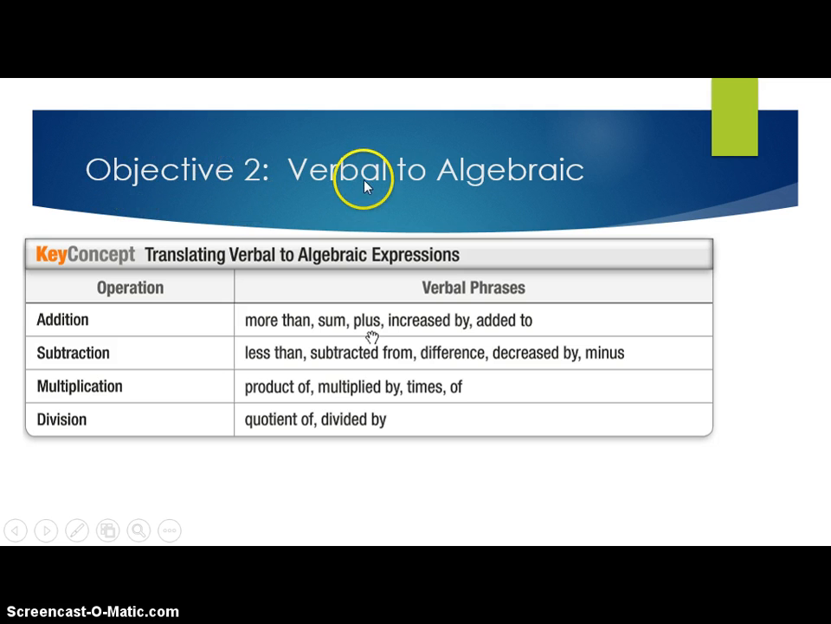So objective 2. We're going to take something that's verbal, and write an algebraic expression. Now, you don't have to copy this down. This is at the top of page 6. Maybe put a sticky note on it in your book, or make a mental note that this chart is on page 6. These are some of the words or phrases we will use to describe addition: more than, sum, plus, increased by, added to. Subtraction: less than, we just talked about that, subtracted from, difference, decreased by, and minus.